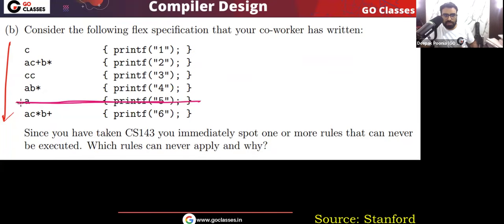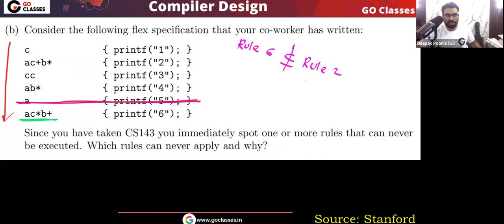But now you don't stop. You also check for the last rule, and something very interesting is coming. Tell me, this last rule, is this a subset of any of the rules above it? You can see this is not a subset of this. This is not a subset of this. Why? See this A C star B plus. This is not a subset of rule 2. You can notice that rule 6 is not a subset of rule 2.